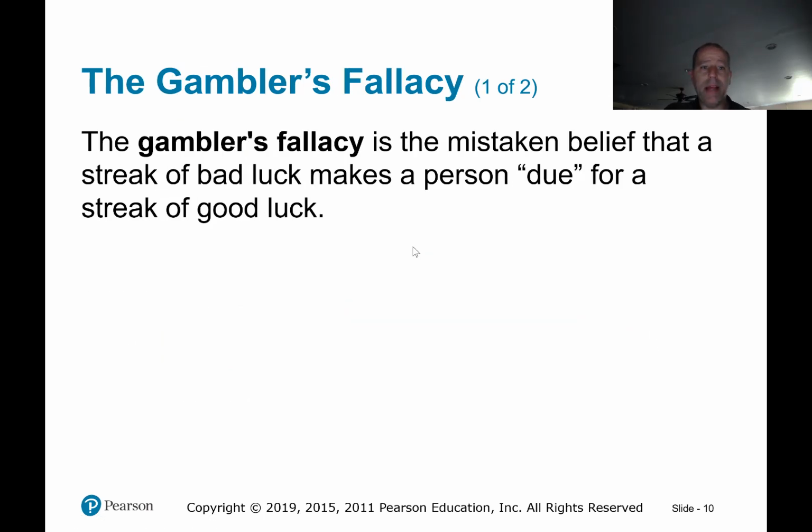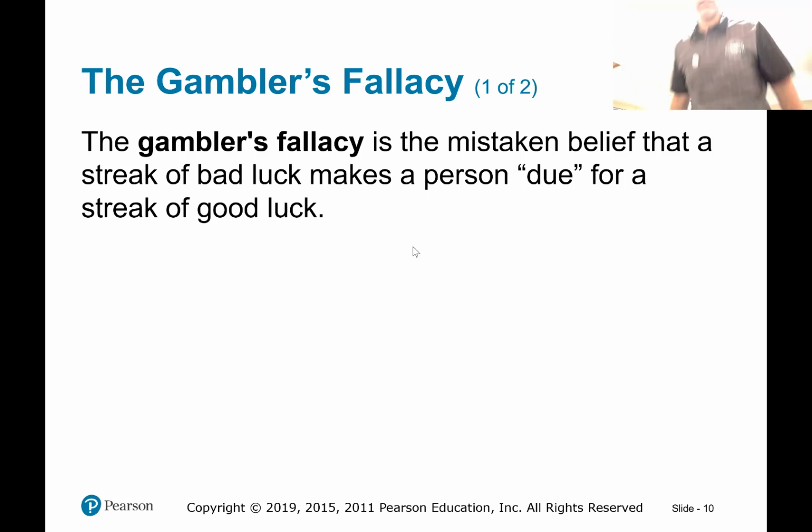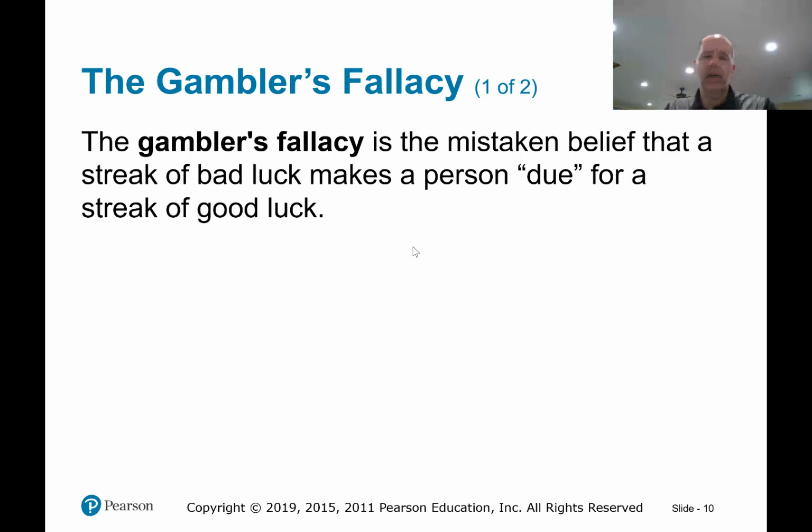All right, now the gambler's fallacy. The gambler's fallacy is the mistaken belief that a streak of bad luck makes a person due for a streak of good luck. This is also known as the law of averages. And the law of averages is a fake law. It's not real, okay? But you see a lot of people that will appeal to this so-called law, and it doesn't work. It's not true.